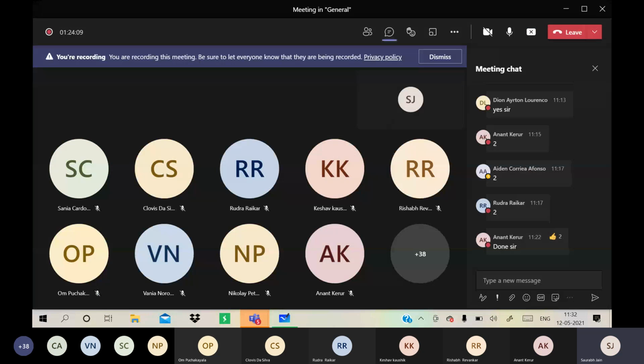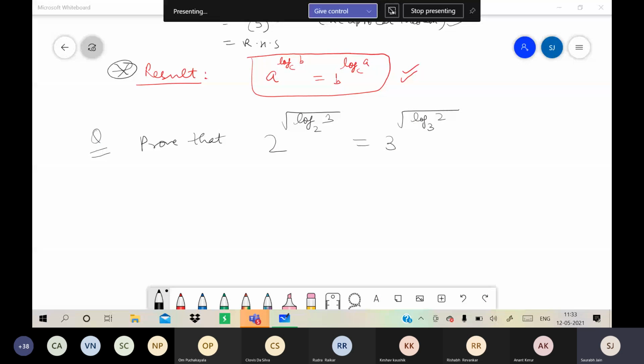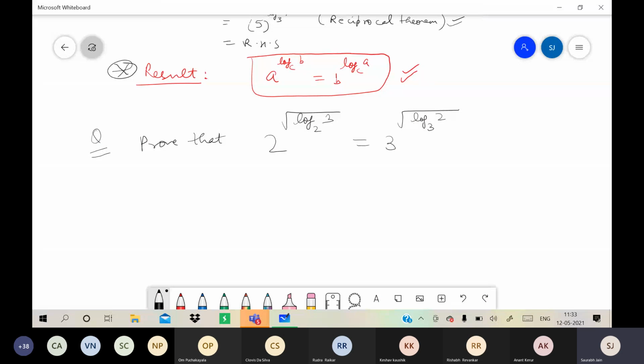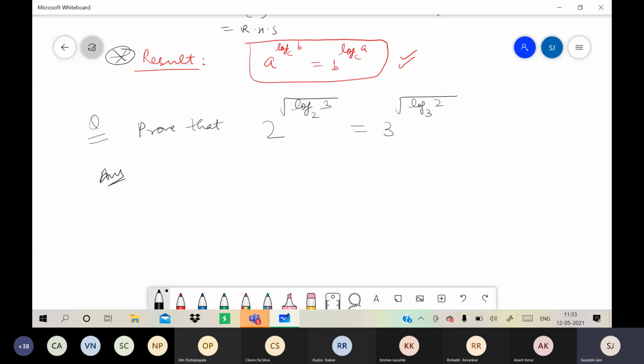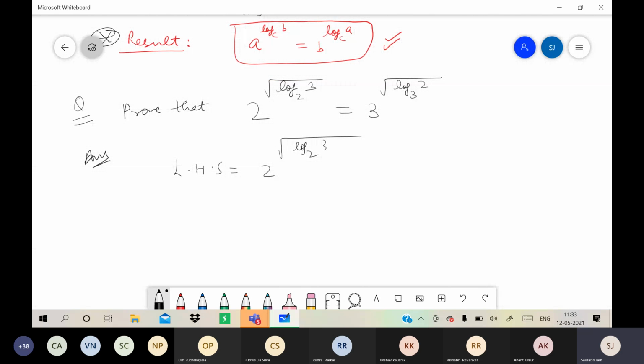See, let me solve this question for you. Listen. Obviously, this property is not going to be used. If you think it is based on the above result, no, this is totally different. However, based on whatever we have studied, let's start with LHS. 2 to the power log 3 base 2. This is inside square root actually. Okay, the root.